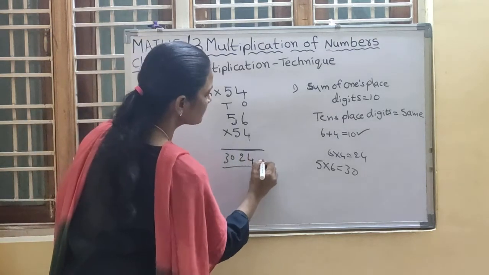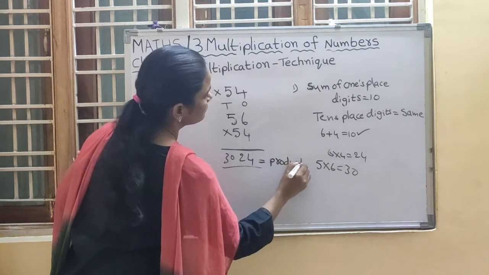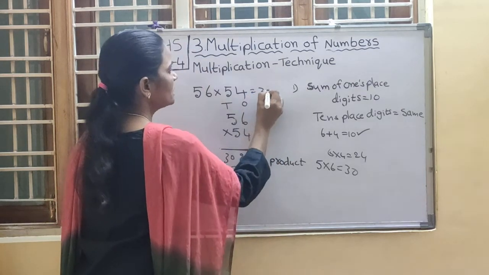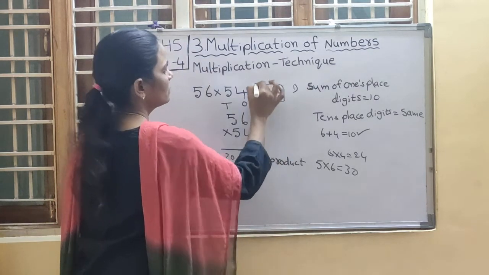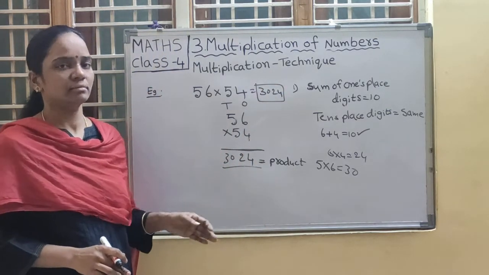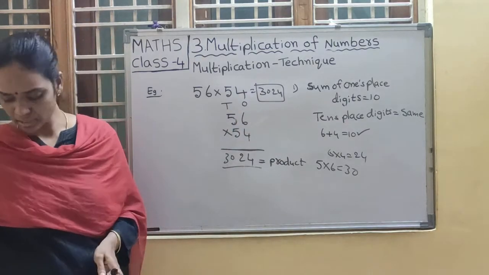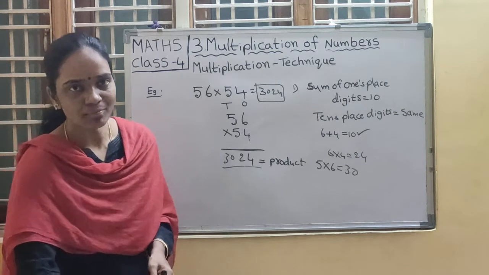So what is the answer? 3,024. Note it down, children. Using the technique I did this multiplication. If you have any doubt, you can check with the normal multiplication also. Shall we take one more example? Yes.